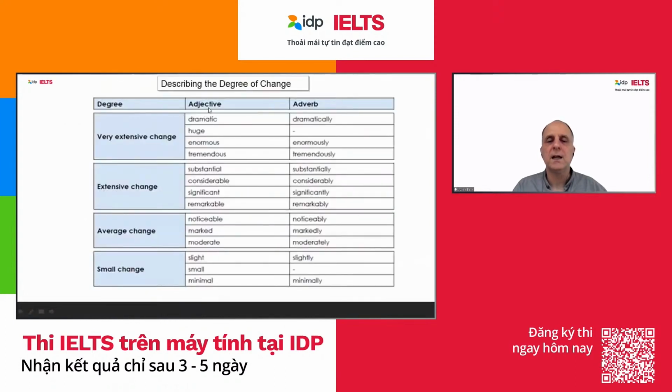And one thing that I generally find when I'm marking is the mix between adjectives and adverbs. So be careful about those as well, because don't forget that adverbs are a little bit more flexible, adjectives go before the main noun. Okay, and we've got the very extensive change, average, and a small change as well. You don't need to remember every single one of them, of course, but just try to use them, try to vary some of them.